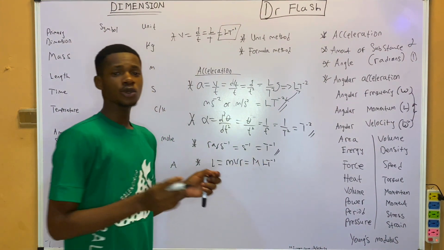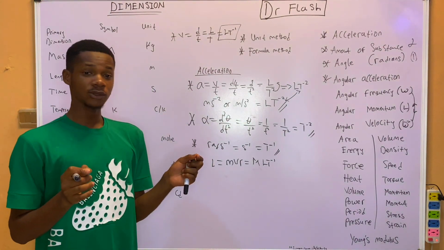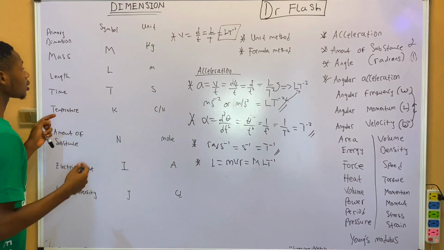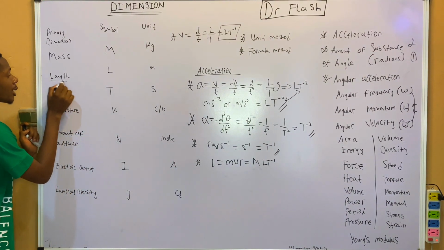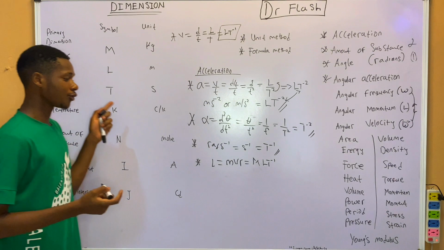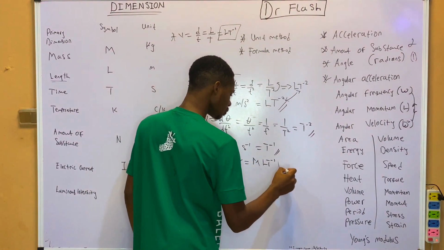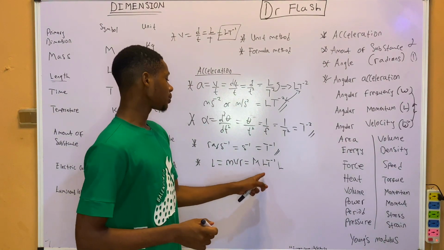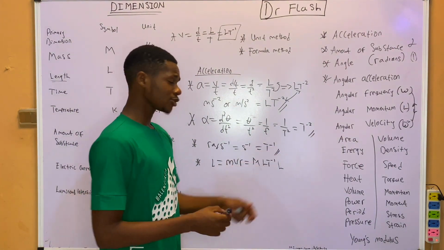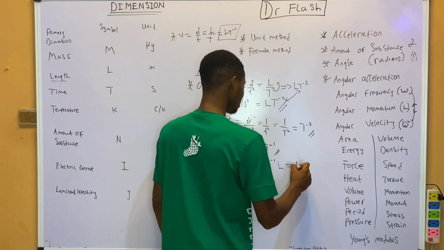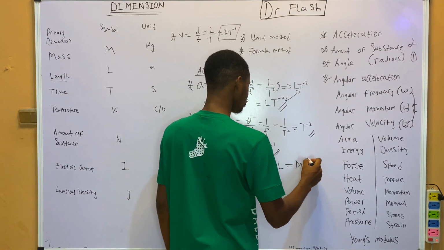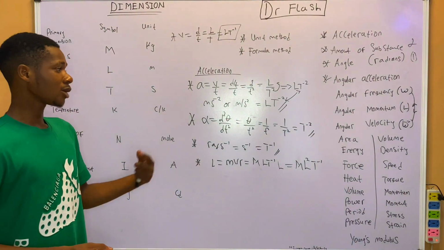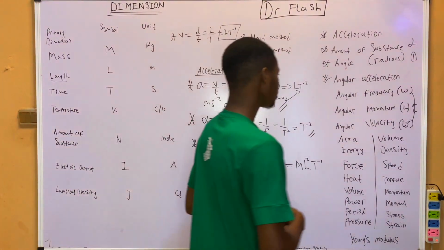Now radius. Radius is simply what? Distance. Radius talks about distance in a circle. Since we talk about distance, distance is length. So we come back to length. Length has a dimension of what? Of L. That gives us M L T minus 1 L. We're not going to stop here; we have to simplify. L and L multiply to give L squared. That becomes L squared T minus 1. So basically here we have the dimension for angular momentum.